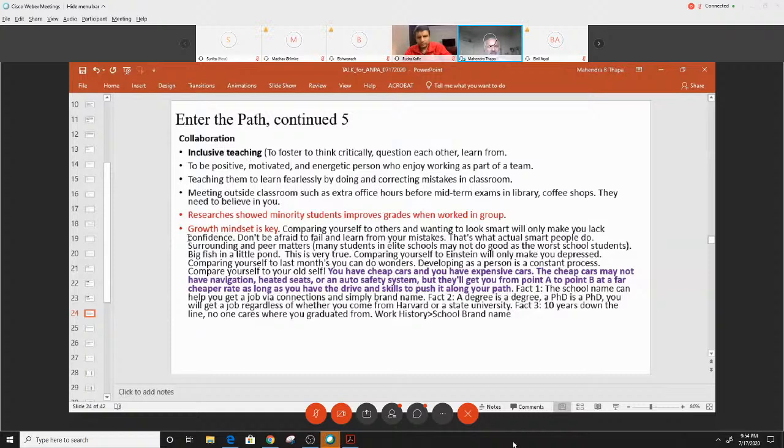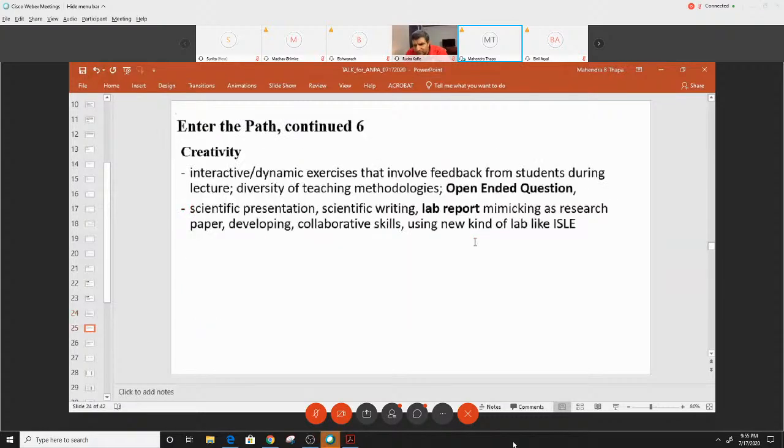And another is the growth mindset. For example, if we want to travel from one place to another, it does not matter whether we are taking a cheap car or an expensive car. The key thing is that we have to reach that goal. So they have to work hard so that they can reach that. So it's goal oriented. The growth mindset is the key important part.